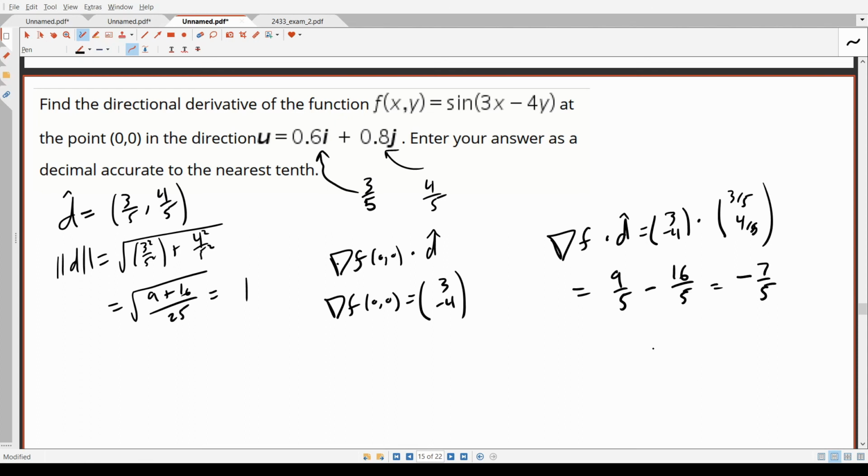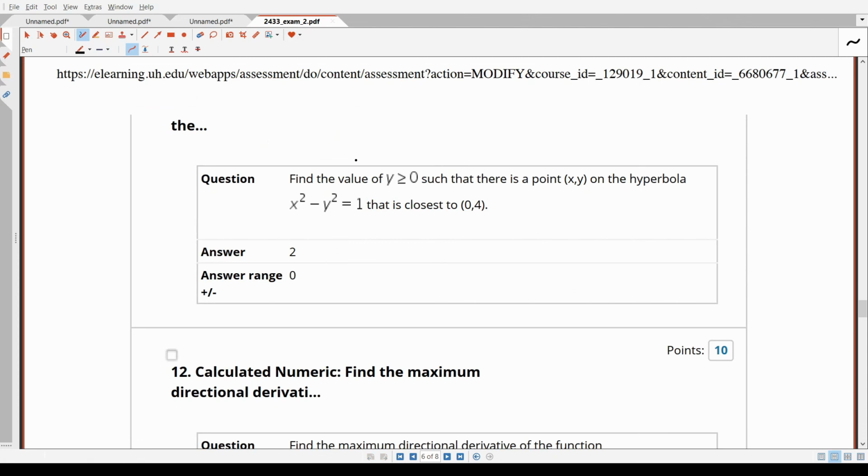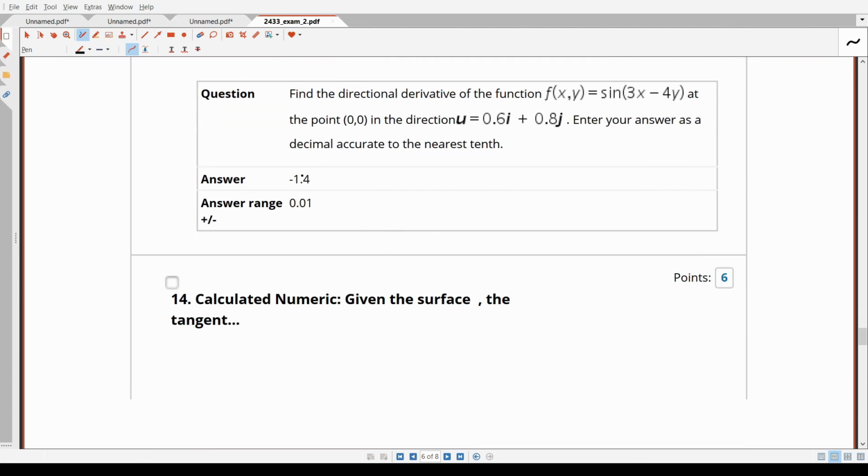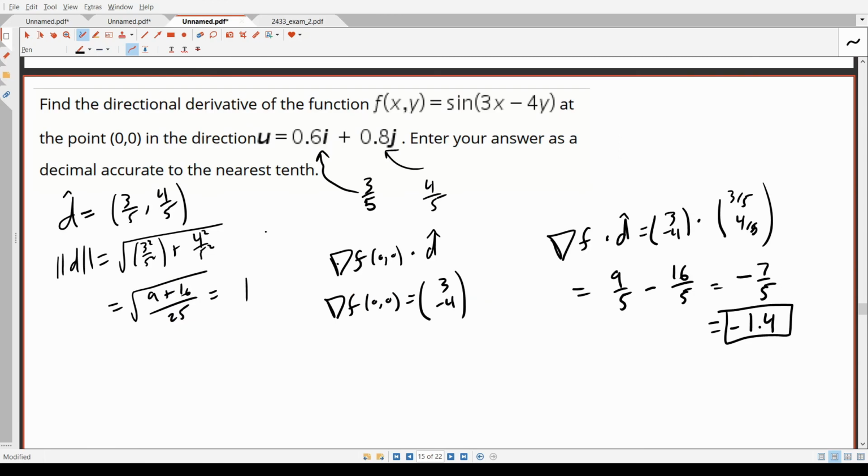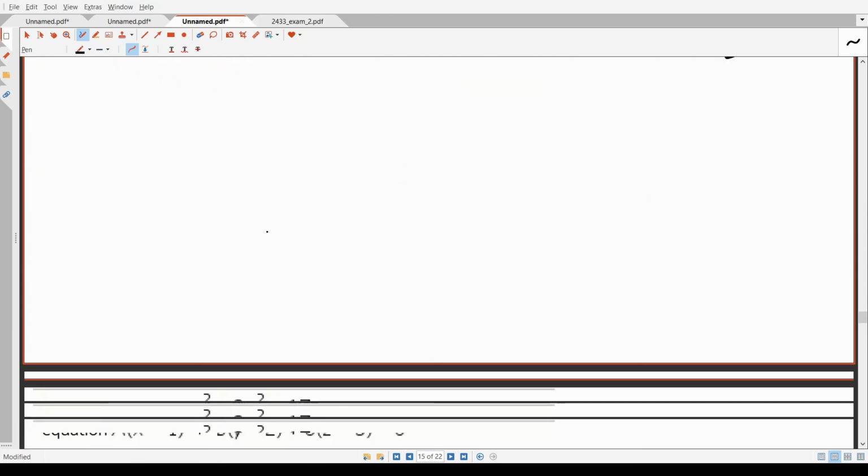I don't have a calculator next to me. Actually, yes, I do. Equals negative 1.4. Let's make sure that that's correct. Negative 1.4, yes. Okay, next question.